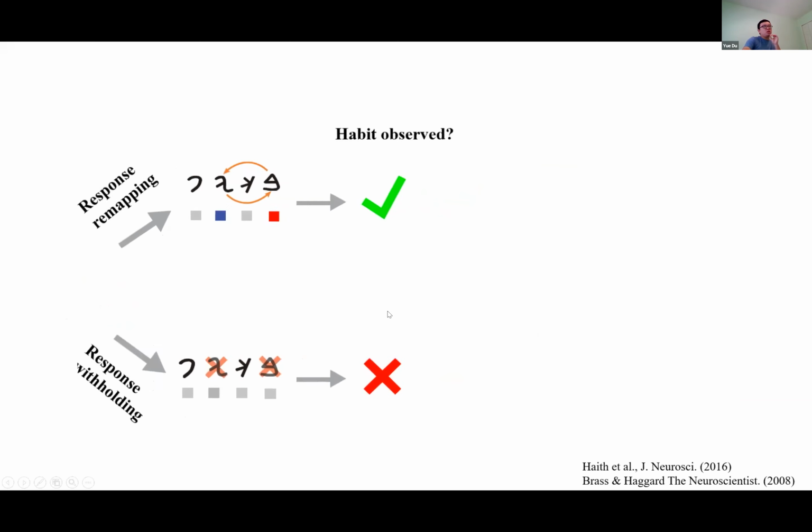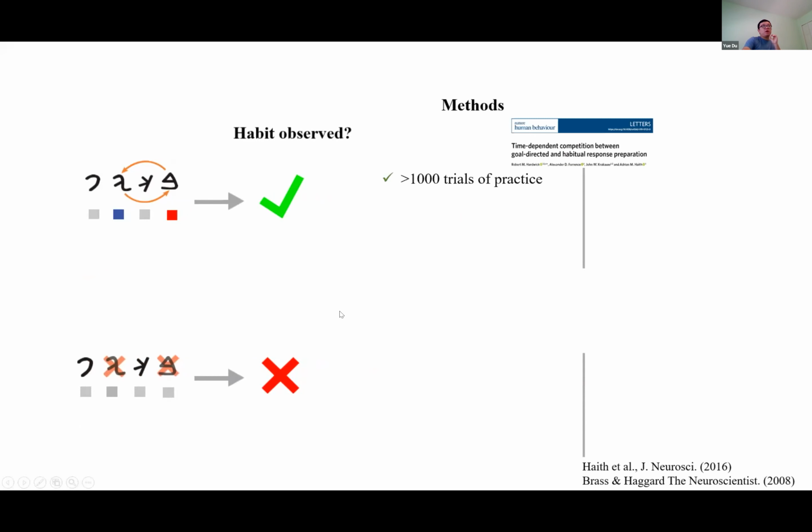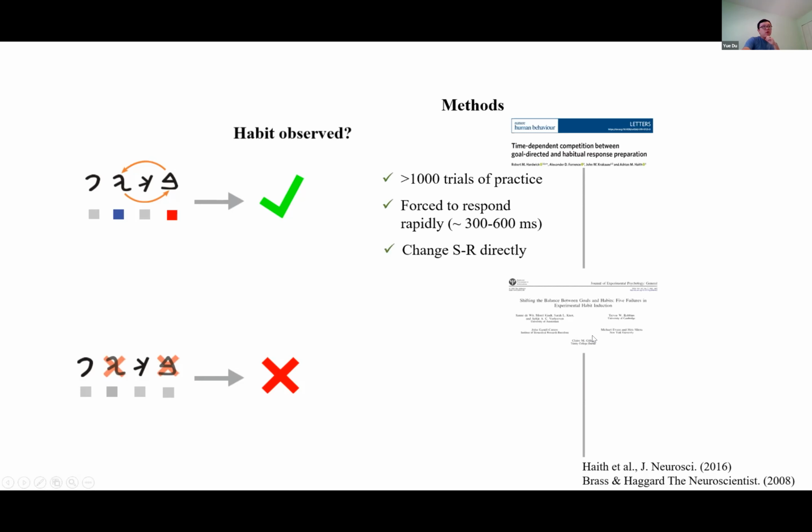One simple explanation is that there are some methodological discrepancies between these two paradigms. For example, in Hardwick's study, people had a lot of trials of practice on the original association. When probing habits, they were forced to respond very quickly. And the way they revised the stimulus response association was by changing the association directly. However, in DeWitt's study, or in the withholding paradigm in general, people often have much less practice and the responses are very slow. And the way they revise the stimulus response association is indirectly, through evaluating the outcome of some responses. So this might be an explanation for why we observe conflicting results between these two paradigms.